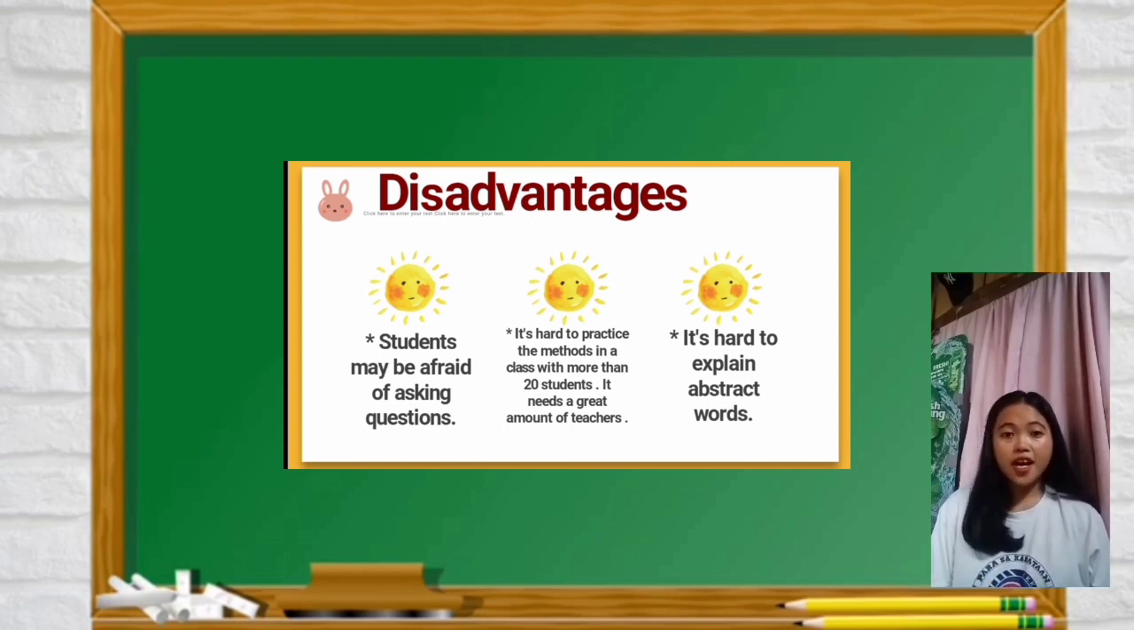Lastly is, it's hard to explain abstract words. It is given because abstract words are hard and difficult to explain, especially to those learners that have limited knowledge and are difficult to deal with.